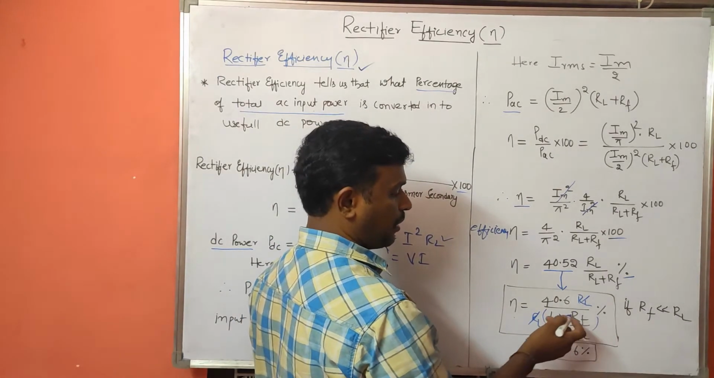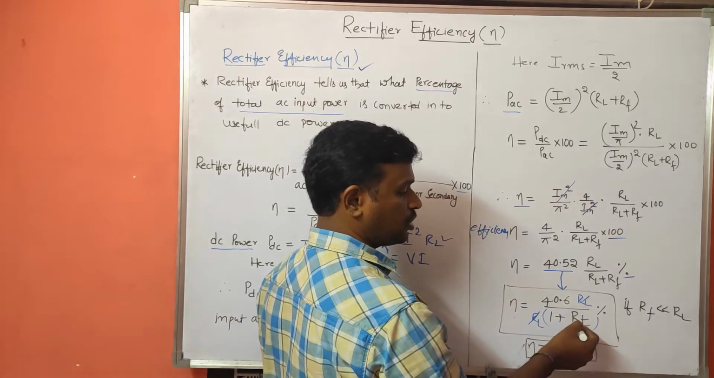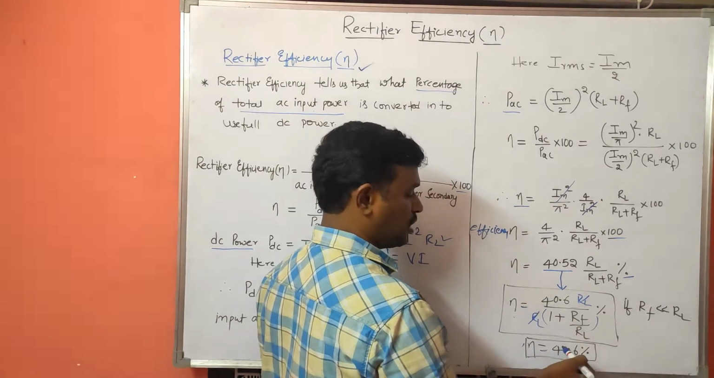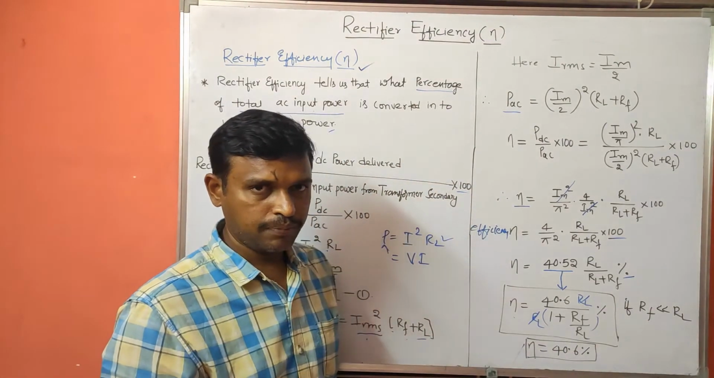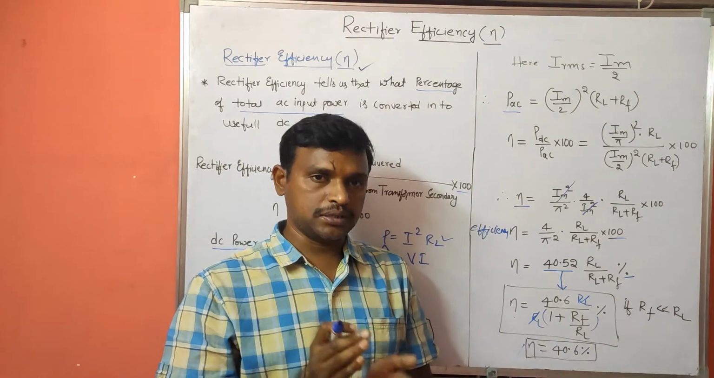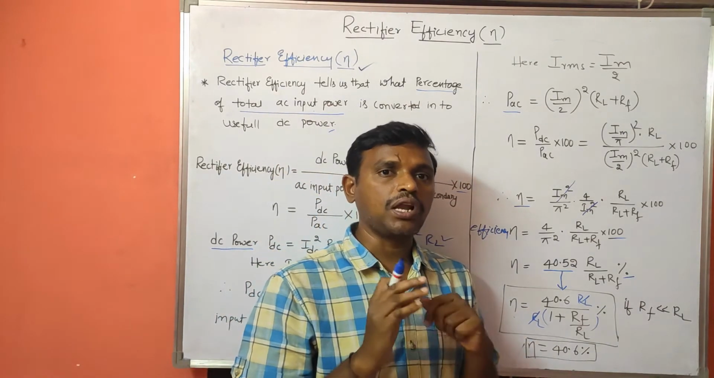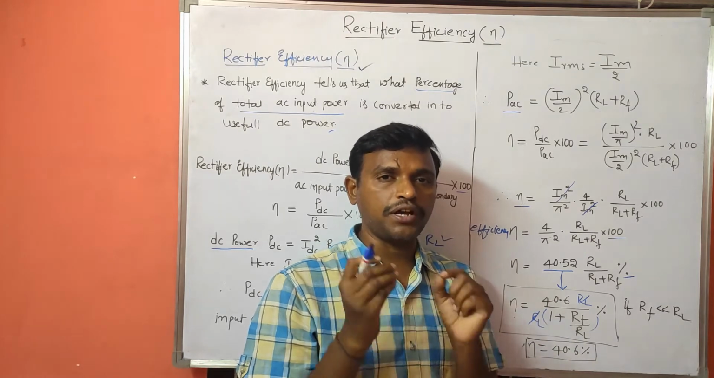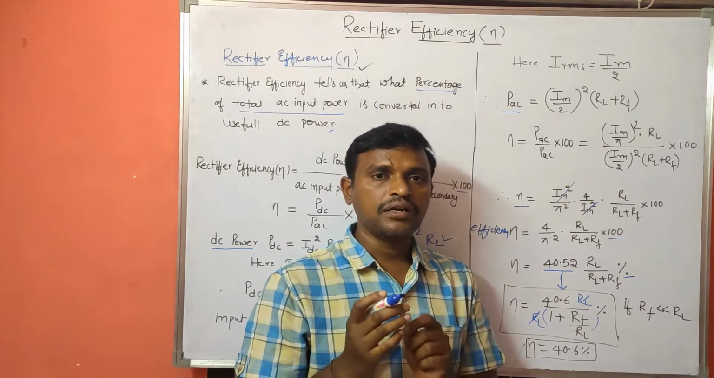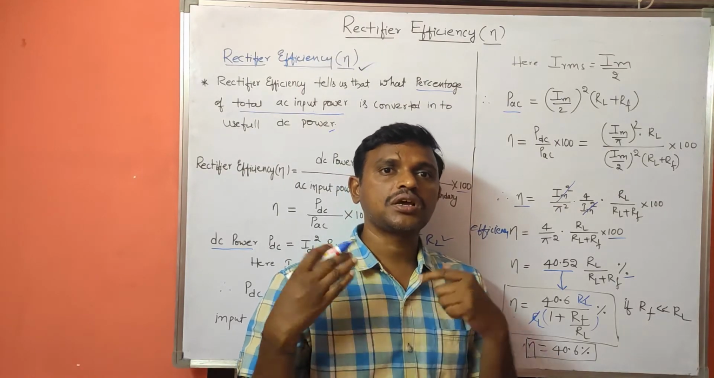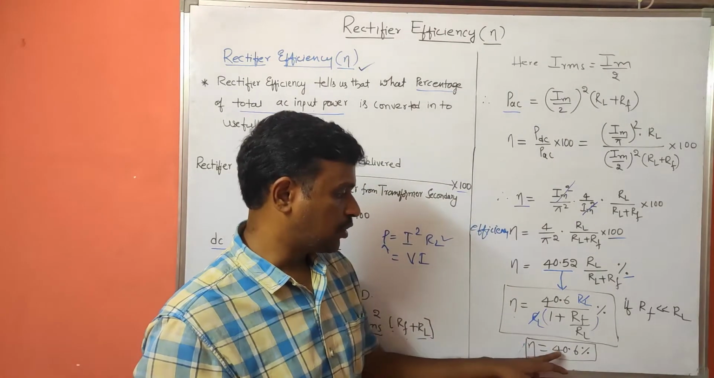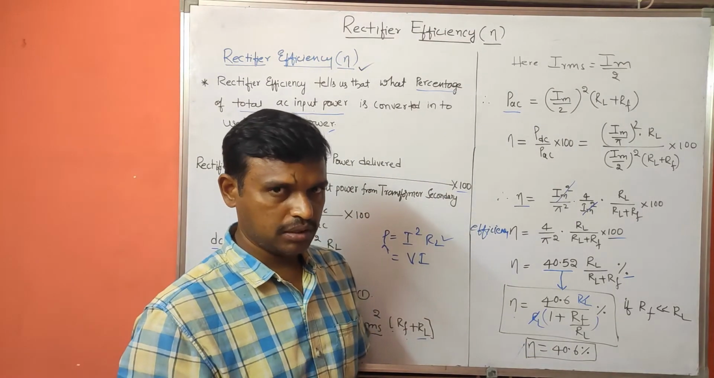Okay, so what happened here, if I neglect this one, its ratio is 0 because RL is a very large value, so we will get eta equal to 40.6%. So what it indicates here is that out of the total 100% AC power, it will convert only 40.6% to DC power, and almost 60% is wasted. So that's why here we have eta equal to 40.6%.